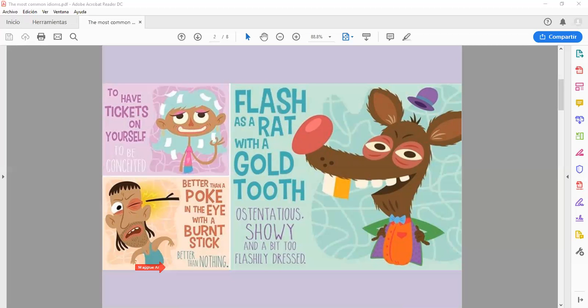Okay, Sandra, you say, I don't have money, but I found a 20 pesos bill. Better than a poke in the eye with a burn stick. Excellent. Very good example.